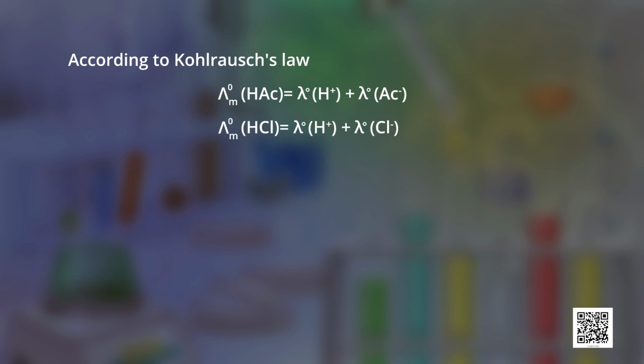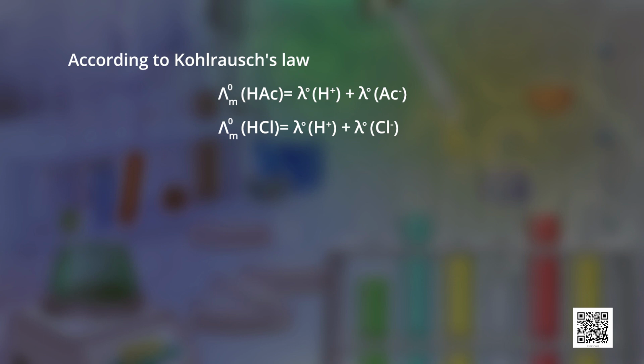electrolytes. For example, if we have the limiting molar conductivity of strong electrolytes like hydrochloric acid, sodium acetate and sodium chloride, we can calculate the limiting molar conductivity of a weak electrolyte like acetic acid. According to Kohlrausch law, lambda m naught of acetic acid is equal to lambda naught of H plus plus lambda naught of acetate ions.